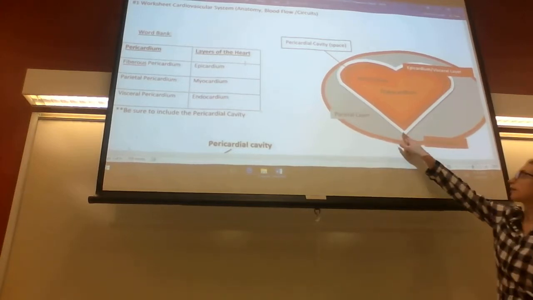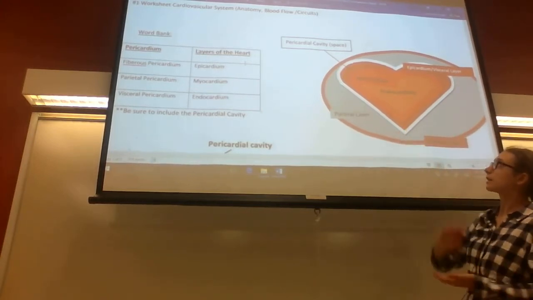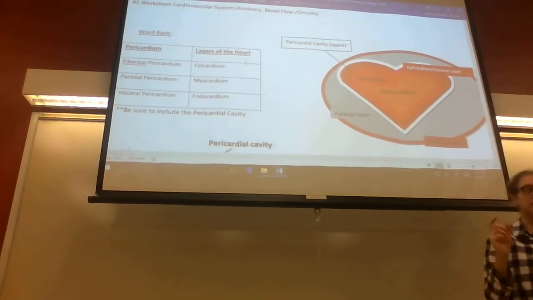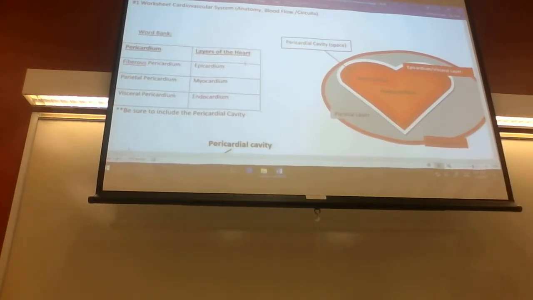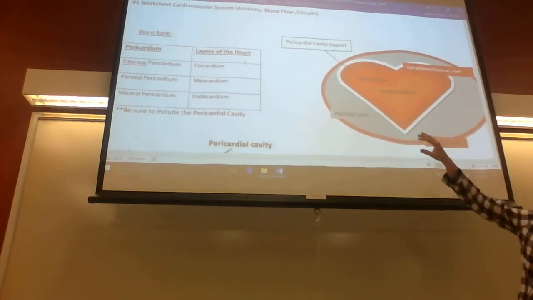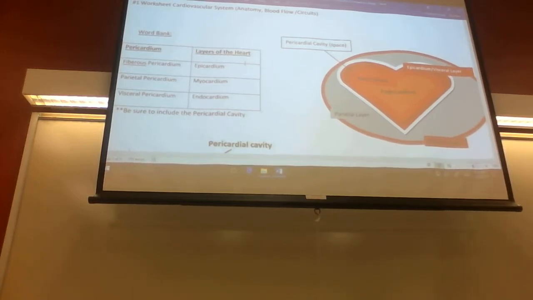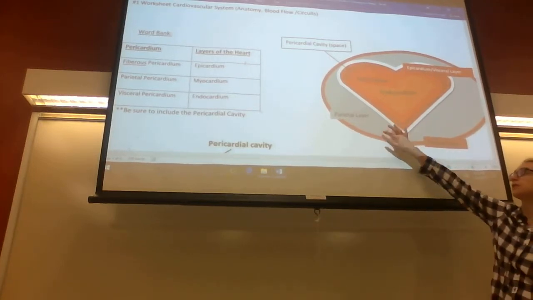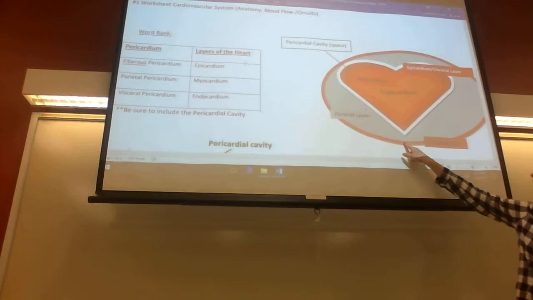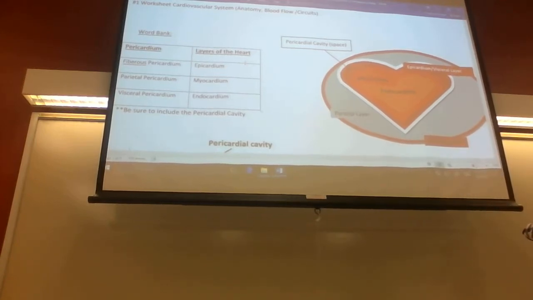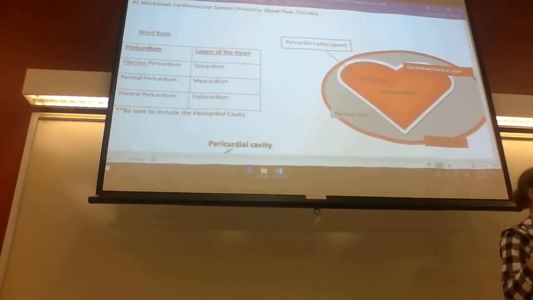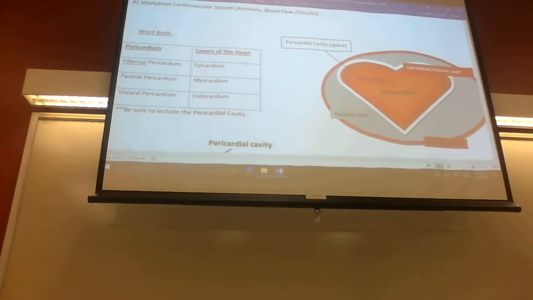Next, you see this white part here. This is a cavity, the pericardial cavity, and this is just a space between the heart and the pericardium. The pericardium is circular here, but it's actually the shape of a heart. It's a sac that sits around the heart and protects it. This includes the parietal layer, which is next to the cavity, and then there's the fibrous layer, which is on the outside.